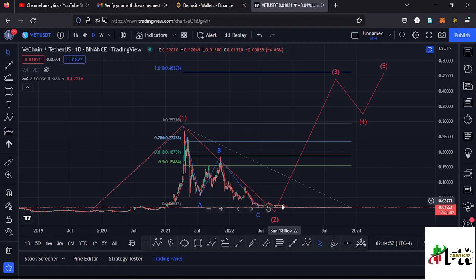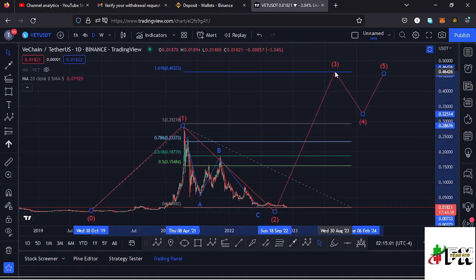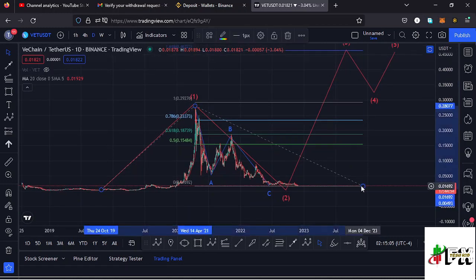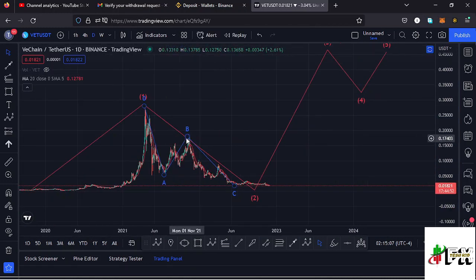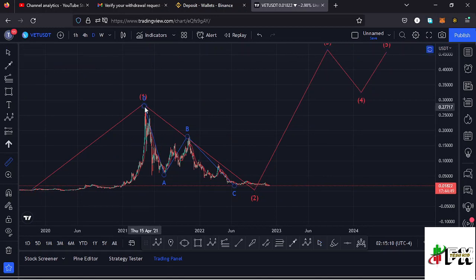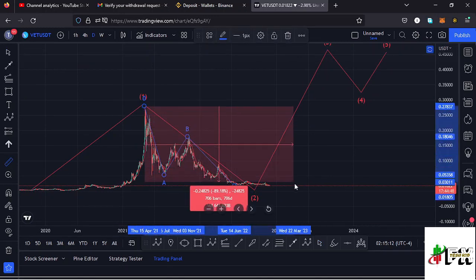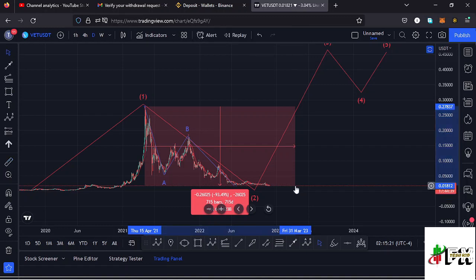Once we see a reversal here on the Vechain chart, that will be my minimum target area to the upper side in the formation of this higher Elliott wave count 3 over here. Also, measuring from the all-time high, we can see that this corrective structure might have come to an end, because the market is down more than 92% from the all-time high, and that means soon we might see a reversal to the upper side.